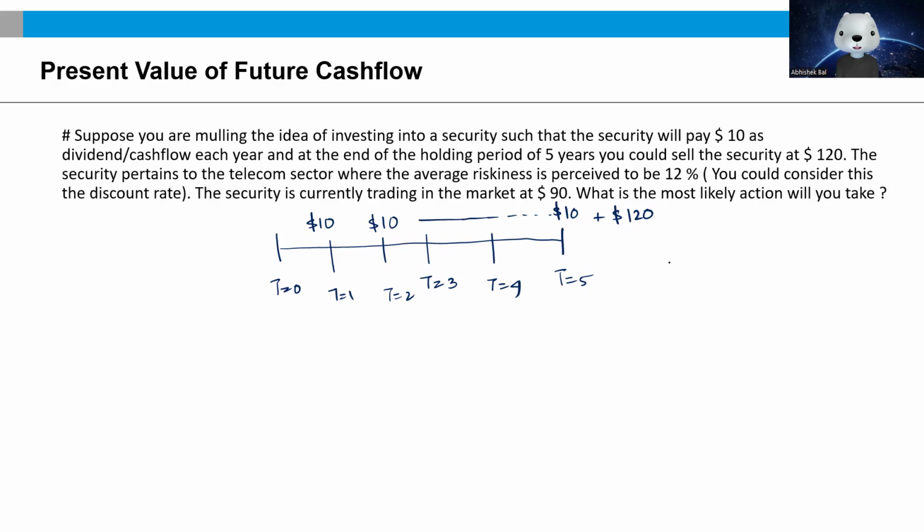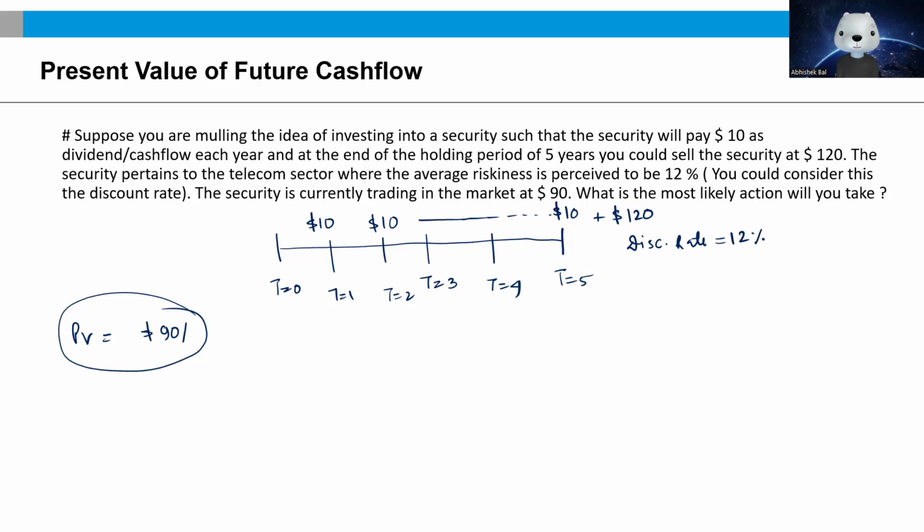Now, given this, the discount rate has been given to be 12%. Okay, and the security under consideration right now is selling at $90 a piece. Now, given all of this information, what we are being asked is, what is the action that we might take with the security? These are the estimates that are there in front of you. It's going to get you fixed cash flows of $10 as a dividend each year. The exit value is likely to be $120.